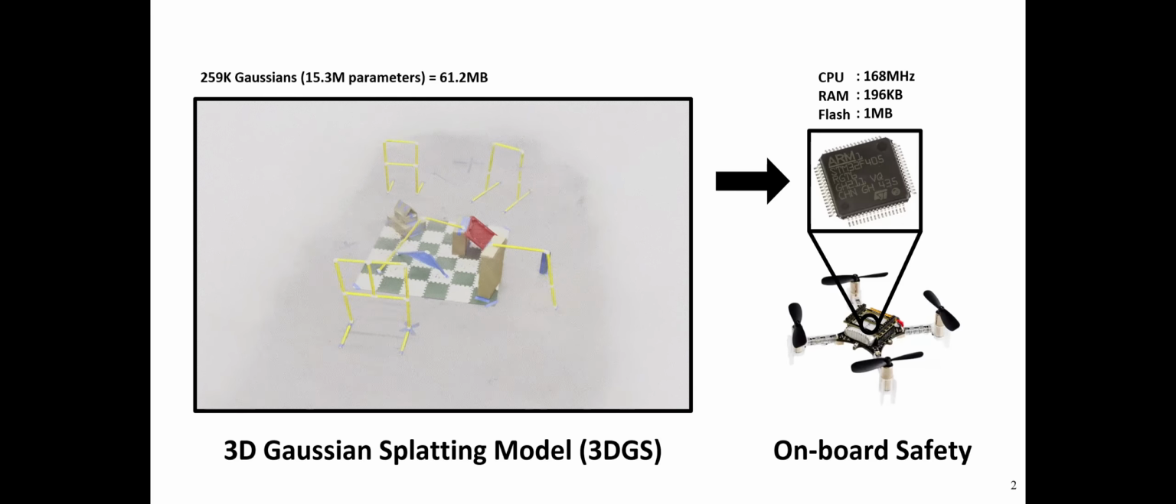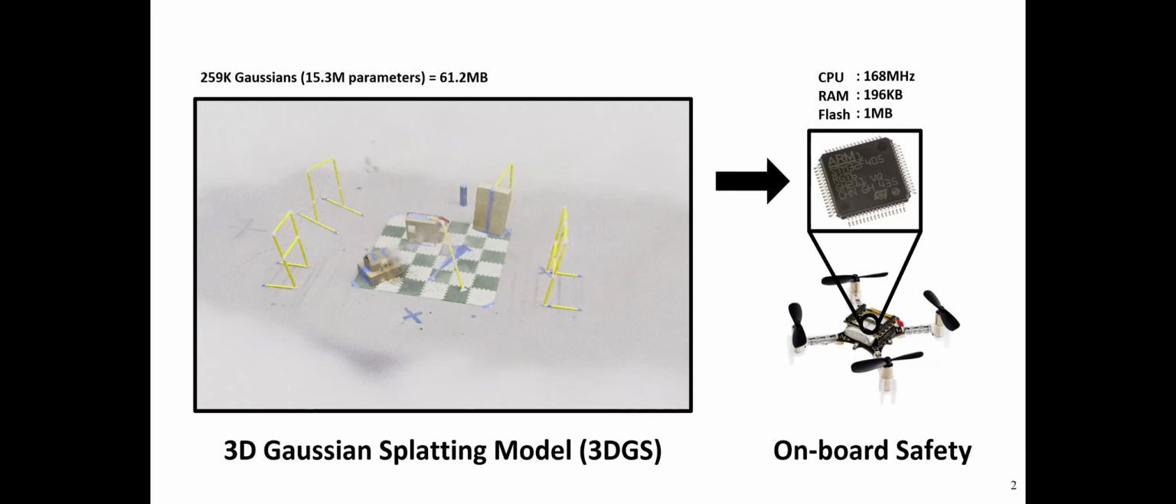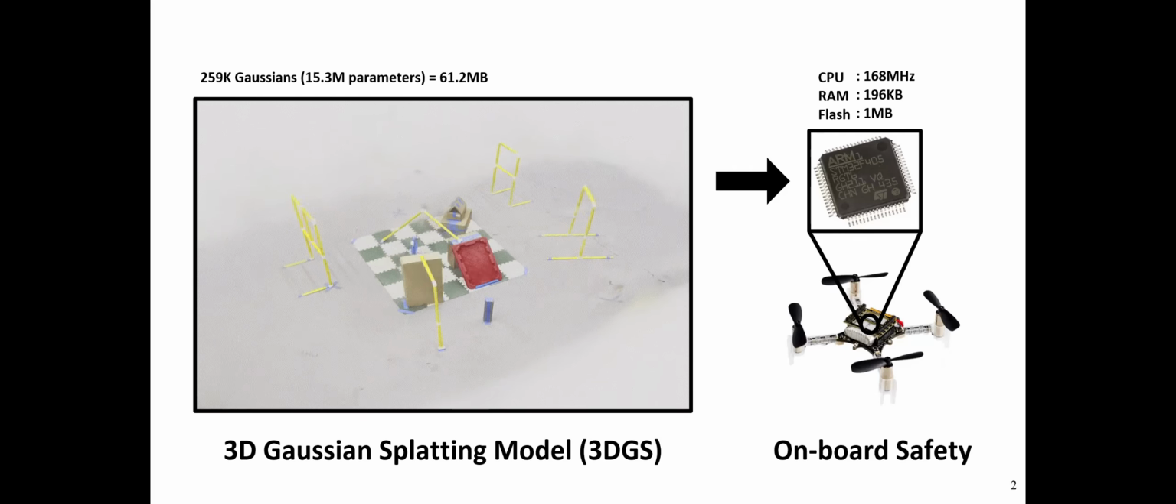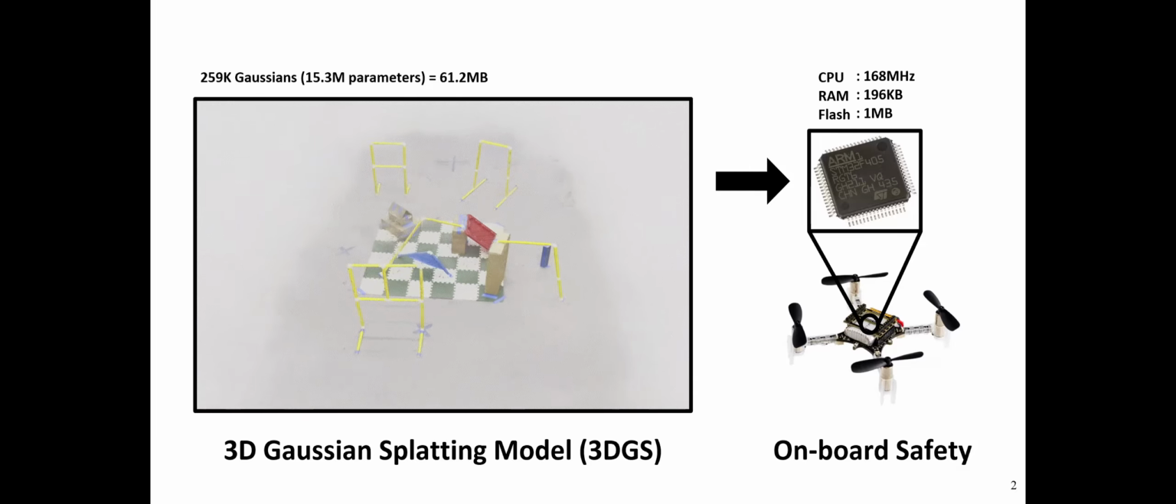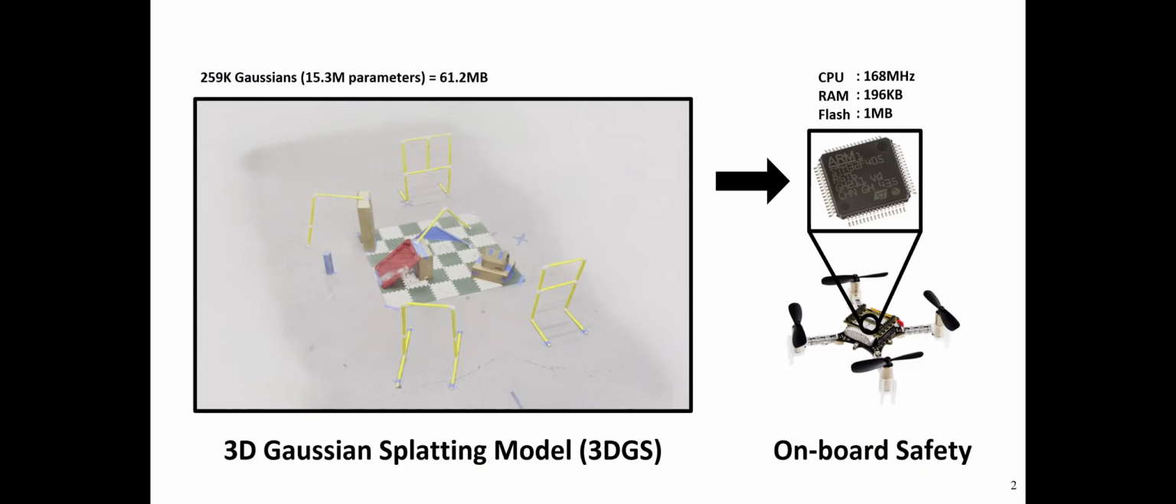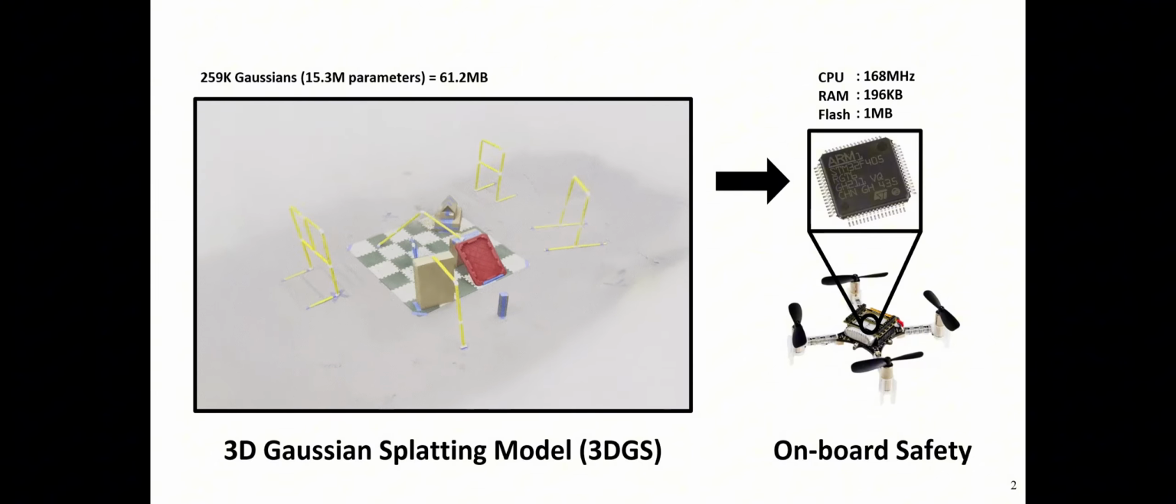However, due to its large model size, it is difficult to perform safe navigation on a 3D Gaussian splatting scene without relying on powerful off-board hardware resources such as a GPU, which may not be available for many robotic systems including lightweight drones under unstable network conditions.